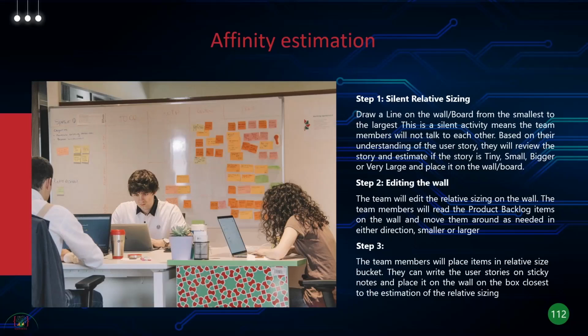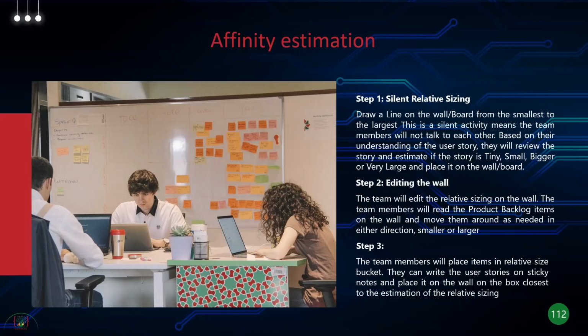So basically, the team will edit the relative sizing on the wall. The team members read the product backlog on the wall and they'll move the stories around as needed in any direction, right? If they feel it's small, they move it to small. They're kind of editing it, right? If they think it's large, they move it to large.